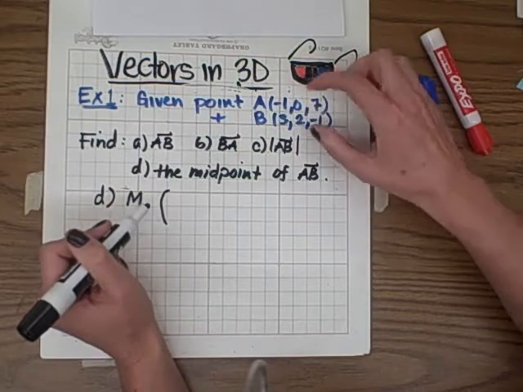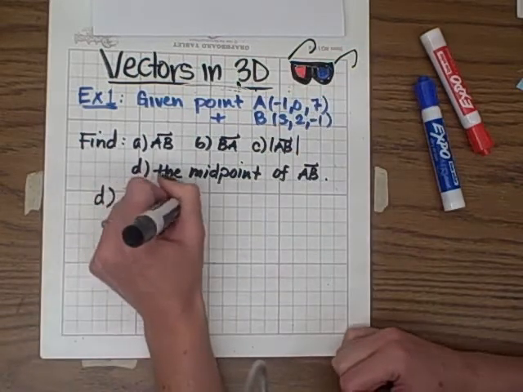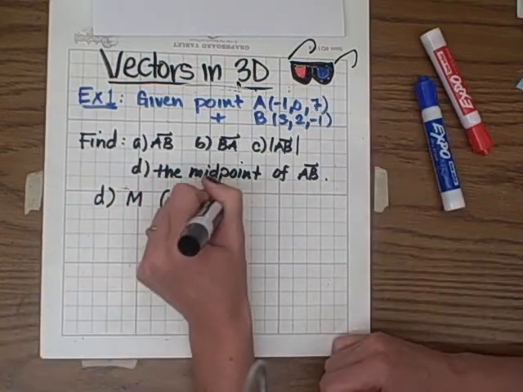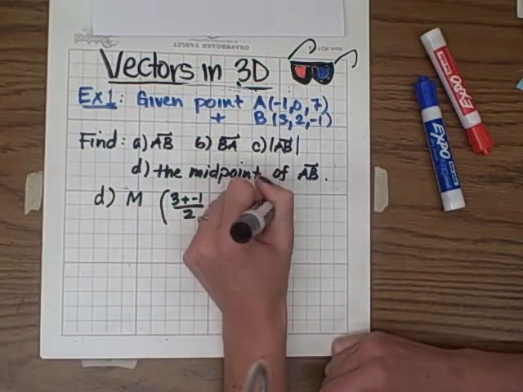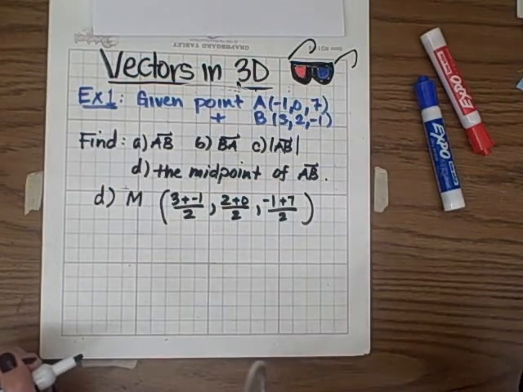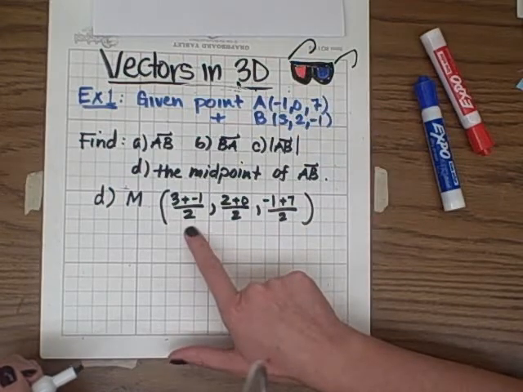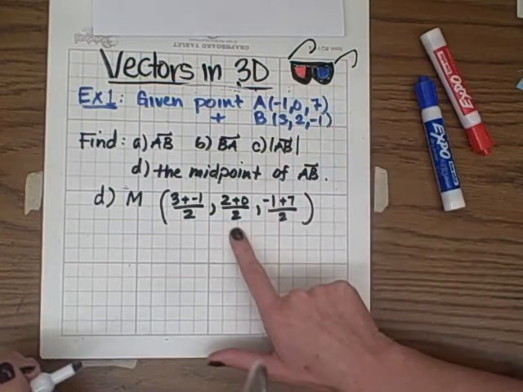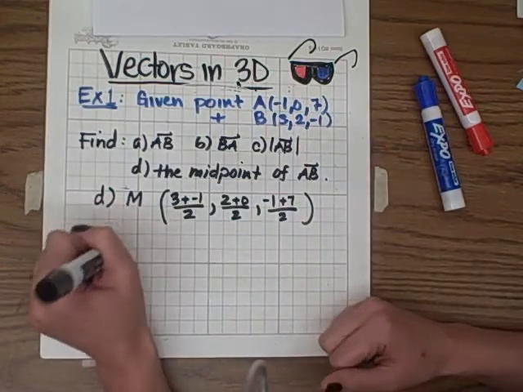for the x, it's going to be 3 plus -1 divided by 2. For the y, it's going to be 2 plus 0 divided by 2. And for the z, it's going to be -1 plus 7 divided by 2. So the midpoint of vector AB, the x-coordinate of the midpoint is going to be the average of the x's for A and B. The y-coordinate for the midpoint is going to be the average of the y's, and so on for the z's.